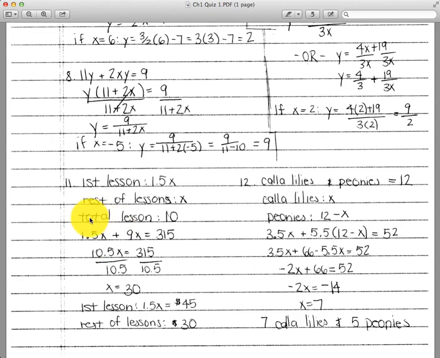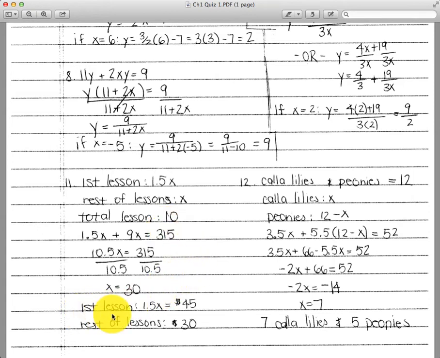So one of those 1.5x's, so I don't need to write 1 times, one of those, and then you have 9 more of the rest of the lessons, which costs the same amount. And that should be your total of $315. So again, this is the first lesson, and then you have 9 more because it said you had 10 lessons total. And then you just go ahead and solve it.